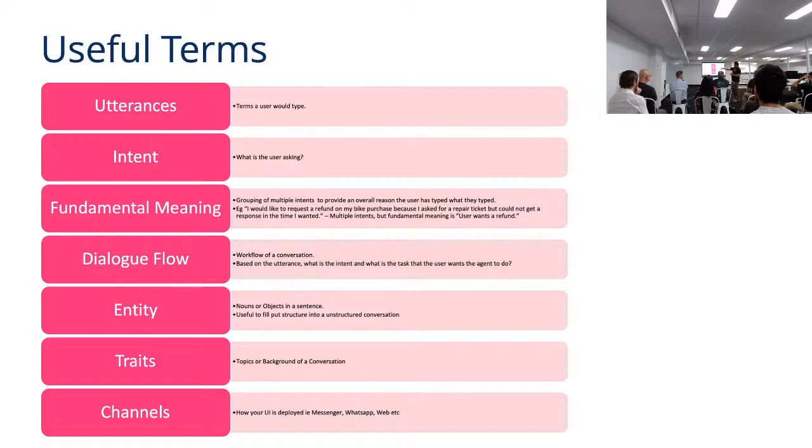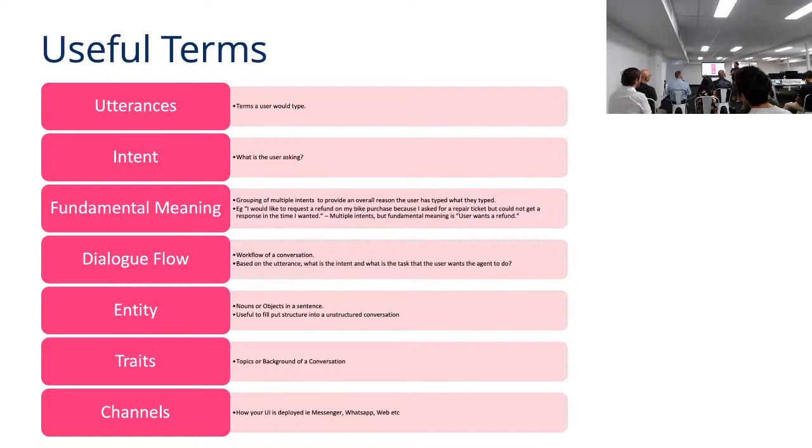A badly designed bot will come back and ask them, did you mean that you wanted a refund? Or did you mean that you wanted the status of your repair ticket? Or did you mean that you wanted to get a response on the time that it would be repaired? That's a badly designed chatbot, right? Ideally, you're just going to go with the first one, request a refund, and that's the fundamental meaning. Dialog flow, we spoke about that before. Essentially, it is a workflow of a conversation based on an utterance, what is the intent, and the task the user wants the agent to do.